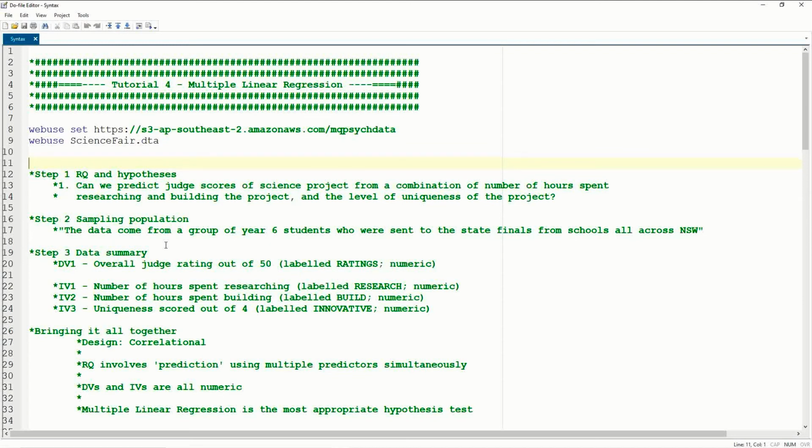Today we are looking at multiple linear regression. So this is a little bit different to what we did last week. Last week we looked at simple linear regression where we took a single DV and regressed it onto a single IV. This week instead we're going to take that single DV and regress it on 3 IVs all at once. And this is going to give us some interesting results that are a little bit different.